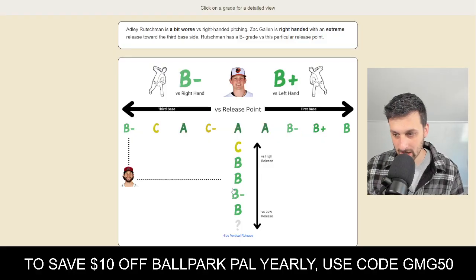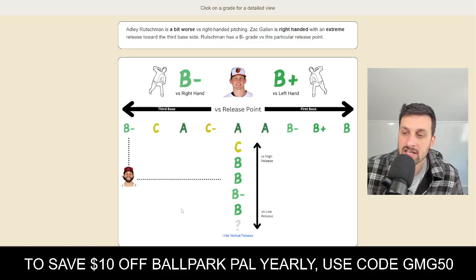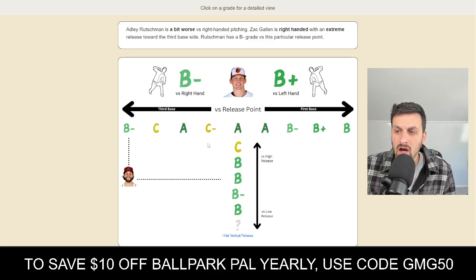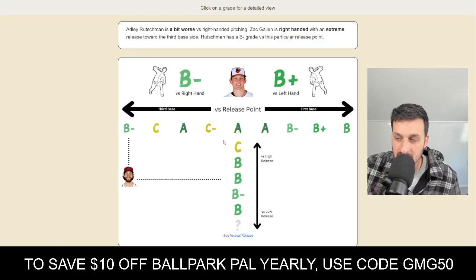Strom, maybe, with the long hair, who kind of whips a submarine pitch. It's kind of right here in the middle. And when we look at Adley Rutschman history versus extreme releases to third base and midpoint, it's a B- and a B. So he hits these pretty well, right? If it was a release point that's kind of high, right? That's Adley's worst hitting matchup.